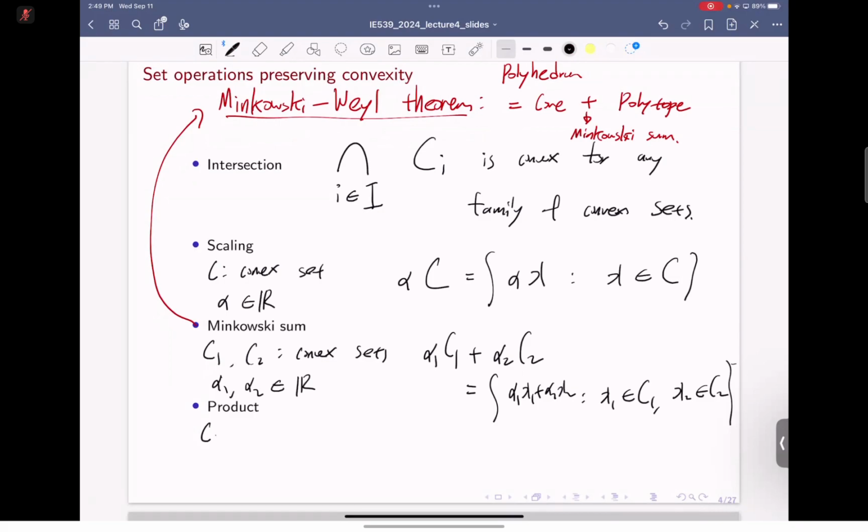Product. So C1, C2 are convex sets, and the product of these two sets is denoted as C1 times C2. And again, you are taking one vector from the first set and another vector from the second set. But here you are taking the vector obtained by appending these two. You are building a high dimensional set.